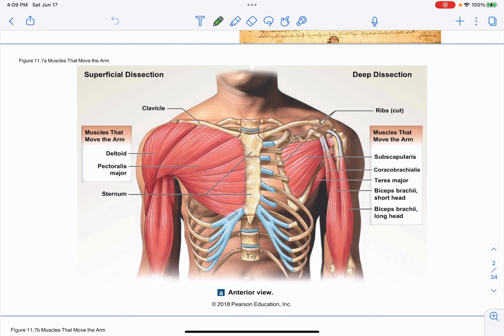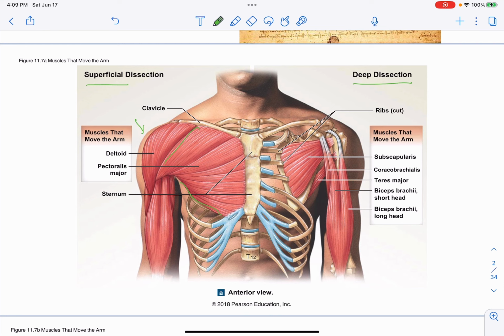Don't forget that when you see these images from your textbook, one side will be superficial and one side will show you the deep muscles, so you can get an idea of how these muscles are in the human body and how there are layers. So you can see the pectoralis major muscle here and how it is inserting into the humerus. You can see the deltoid muscle.